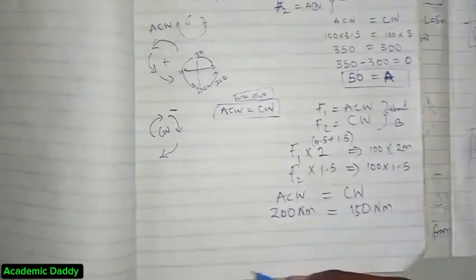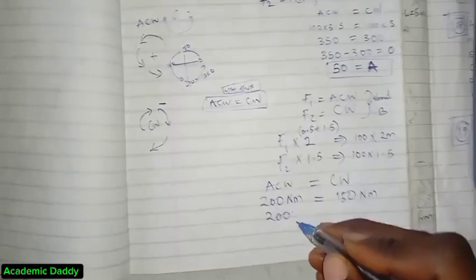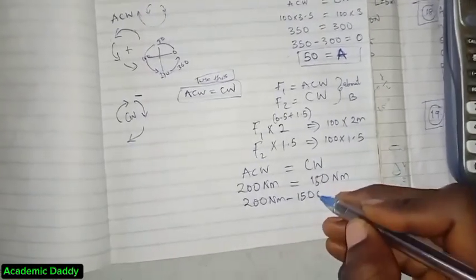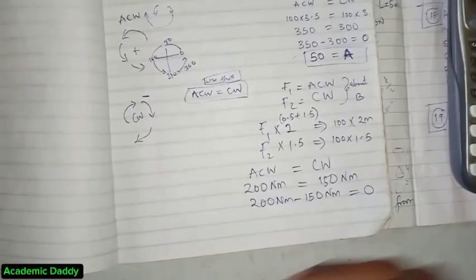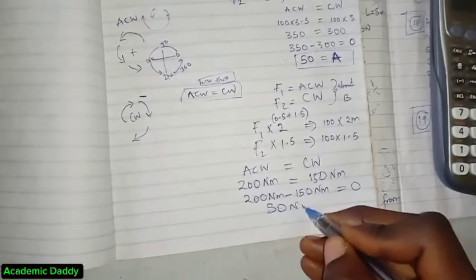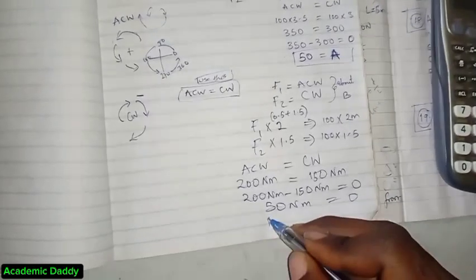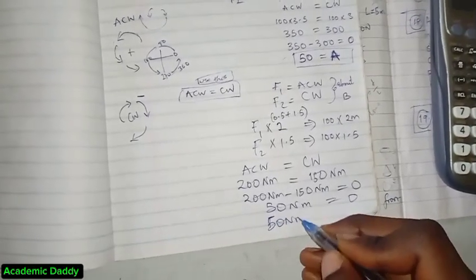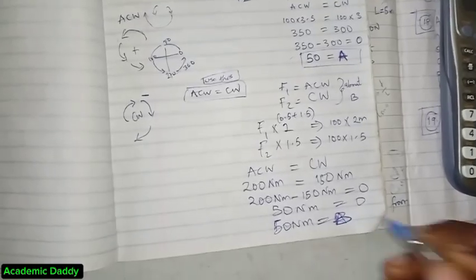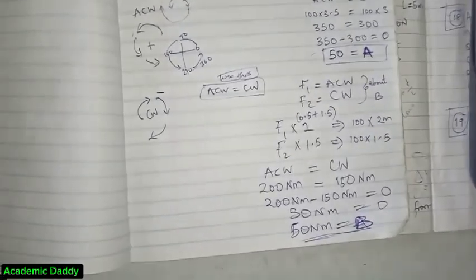So they are in the same unit. So this is going to be 200 Newton meter minus 150 Newton meter, which gives 50 Newton meter. And that means 50 Newton meter is equal to the torque about B. So you need to know that.